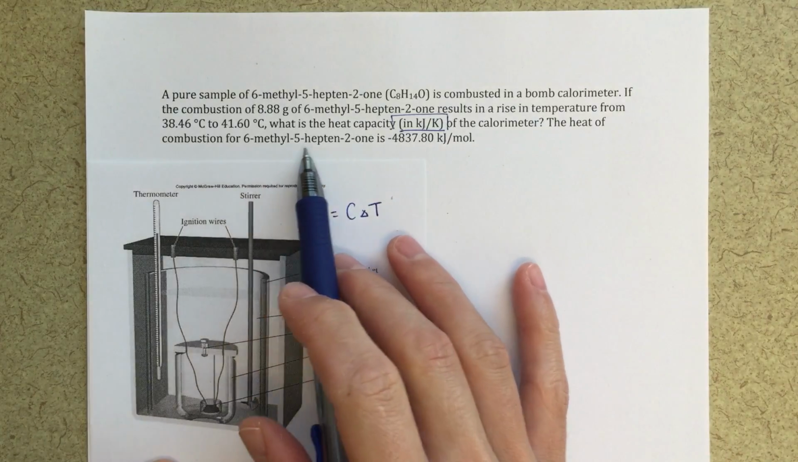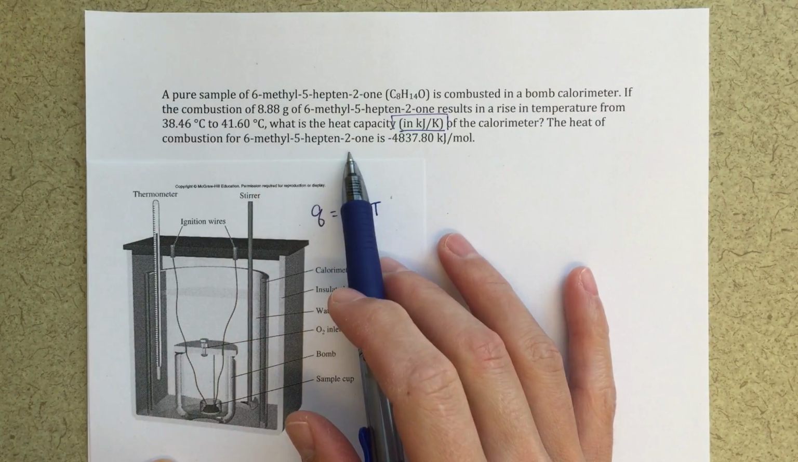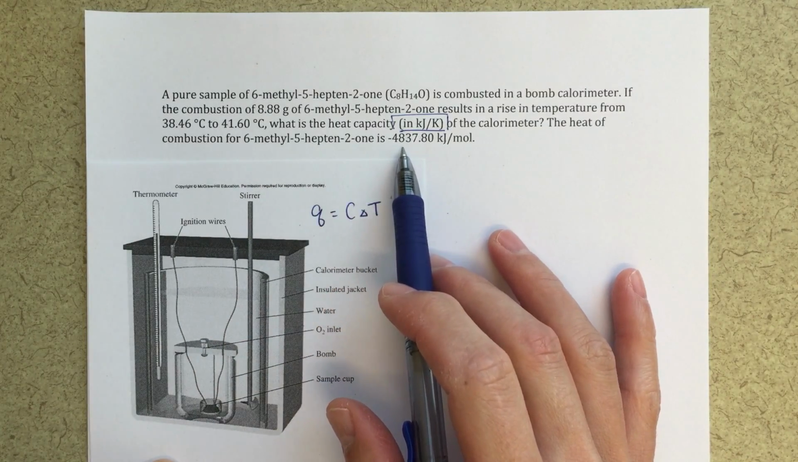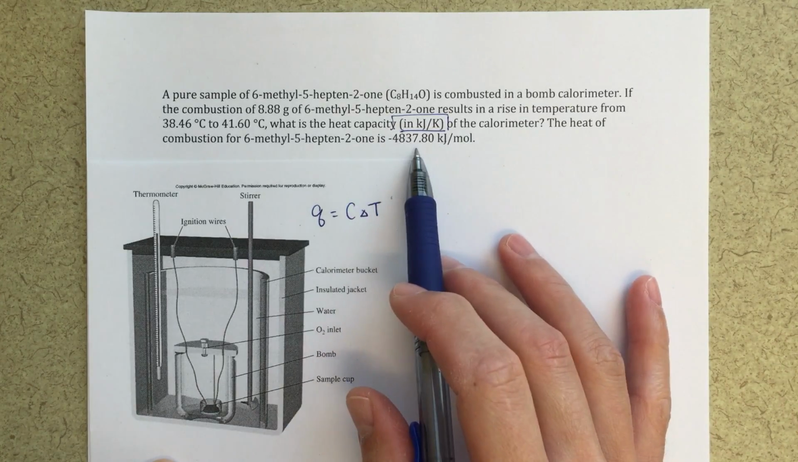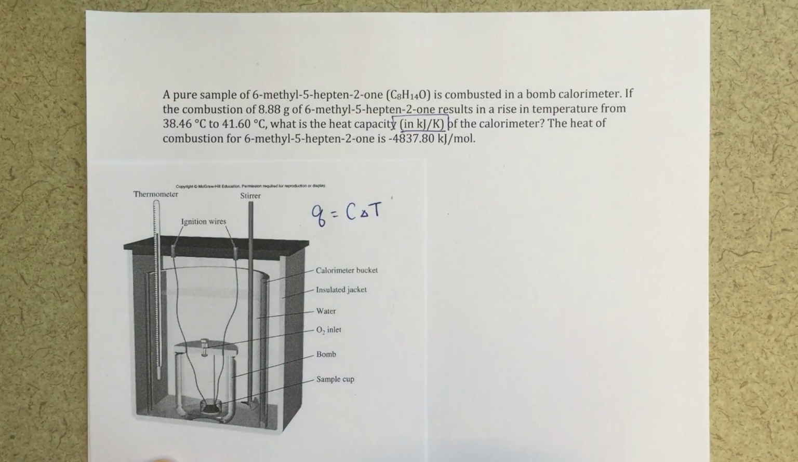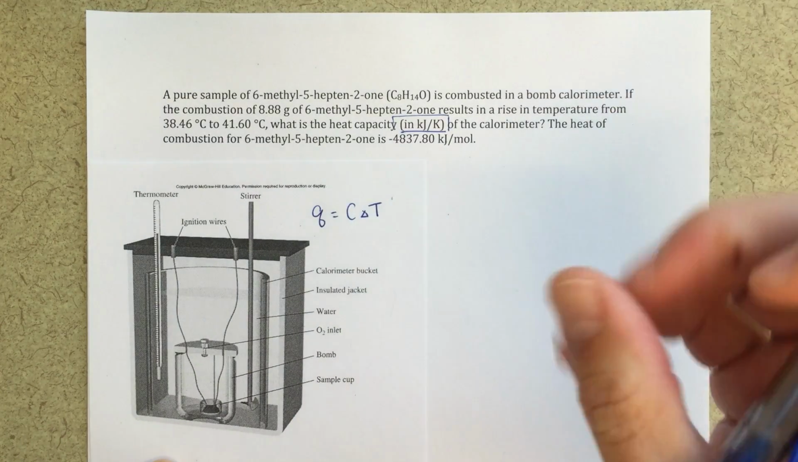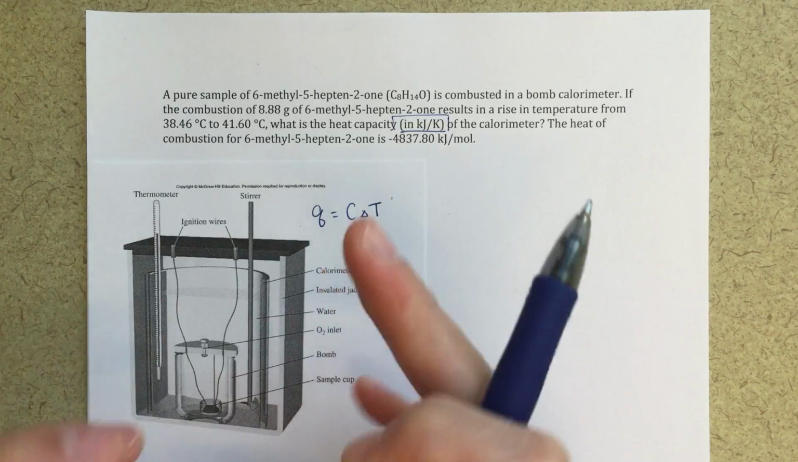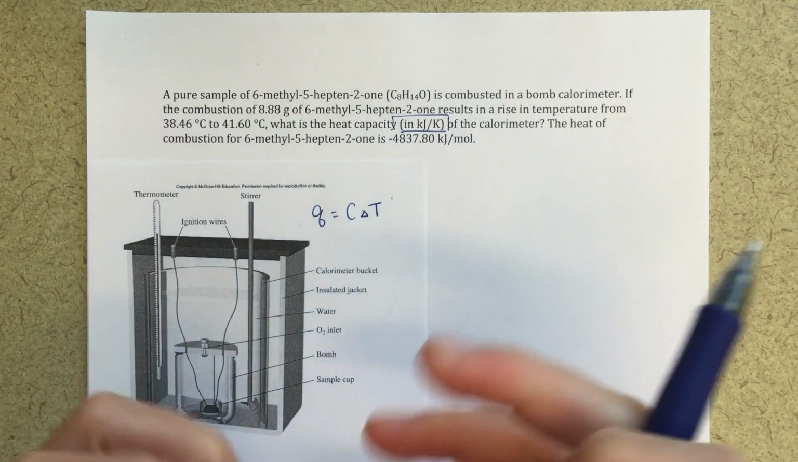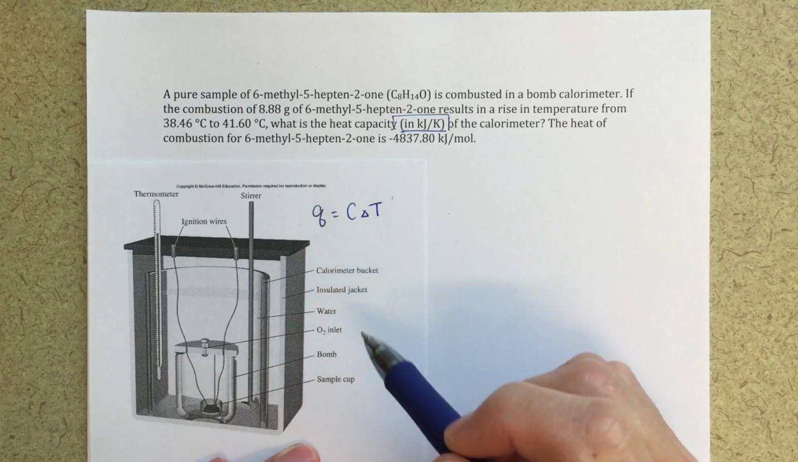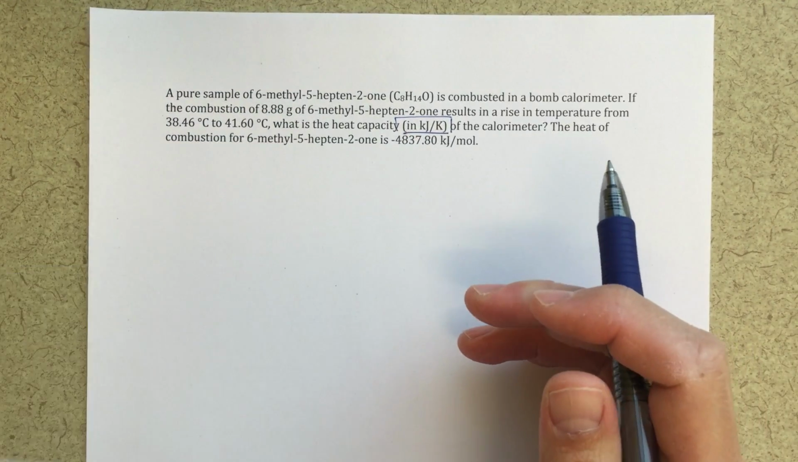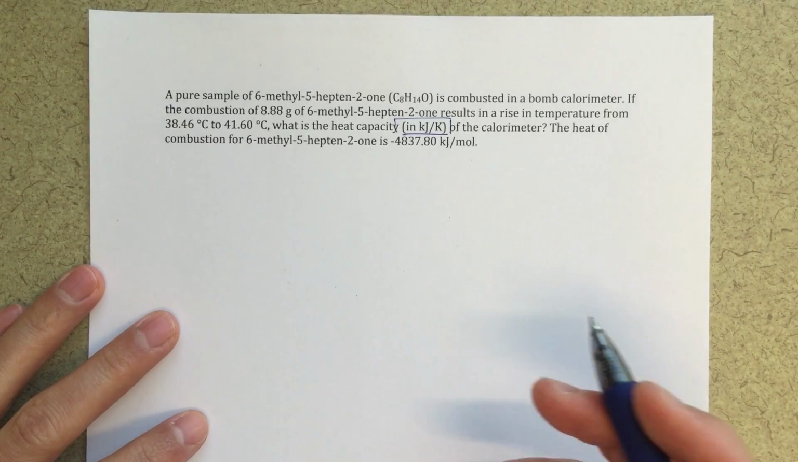The heat of combustion for this organic molecule is minus 4,837.8 kilojoules per mole. So this information tells us how much energy is released from that chemical reaction, and then the calorimeter is going to be absorbing all of that energy. And then we need to put all that information together to solve for this C term. That's the goal of this problem. Okay, so let's go ahead and do the problem.